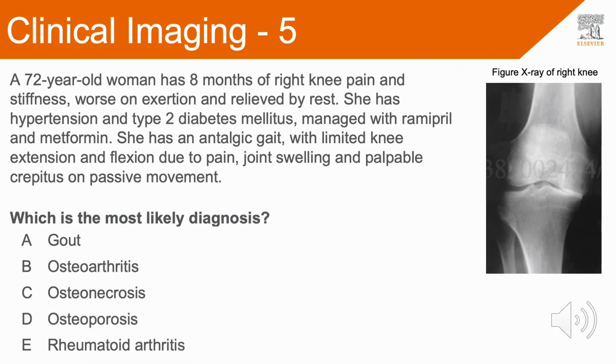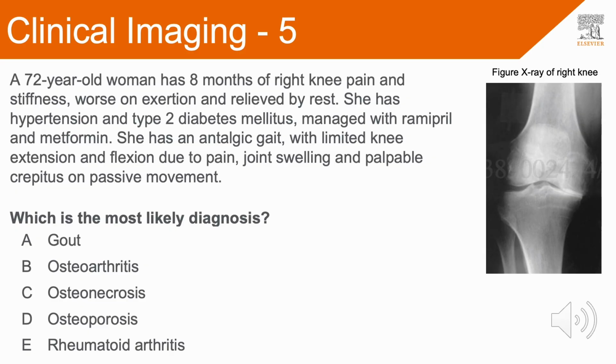A 72-year-old woman has 8 months of right knee pain and stiffness, worse on exertion and relieved by rest. She has hypertension and type 2 diabetes mellitus, managed with ramipril and metformin. She has an antalgic gait with limited knee extension and flexion due to pain, joint swelling and palpable joint crepitus on passive movement. The figure demonstrates an X-ray of the right knee.